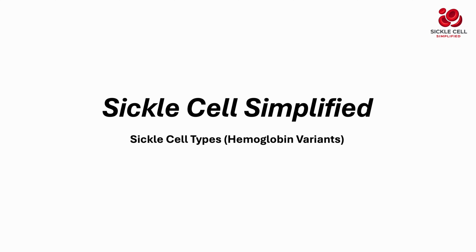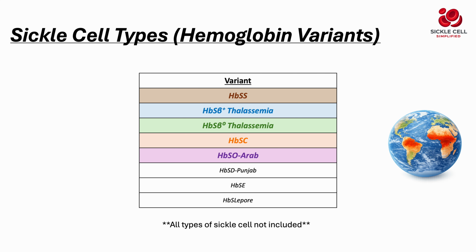So today's episode is on what's called hemoglobin variants, and this is basically what determines how we have different types of sickle cell. When we look across the world, there are all different types of sickle cell, with hemoglobin SS being the most common, and then there's also hemoglobin Sβ+ thalassemia, hemoglobin Sβ0 thalassemia, hemoglobin SC, and also hemoglobin SO-Arab. There are some other different types of sickle cell, but for the purposes of this slideshow, we're only going to cover the top 5.